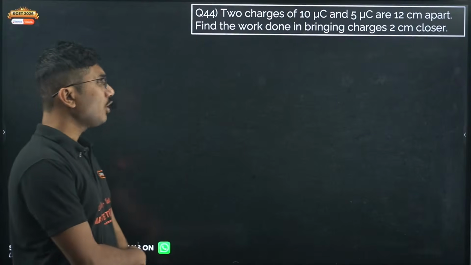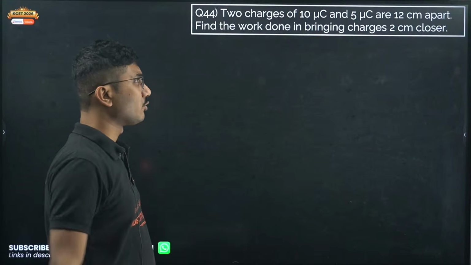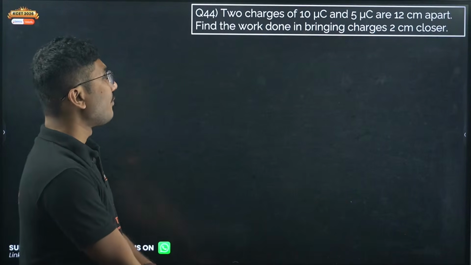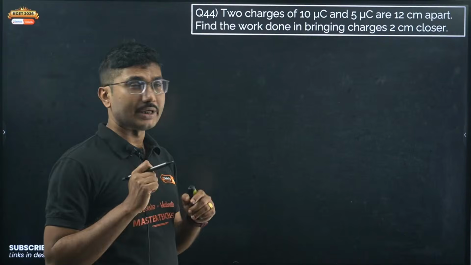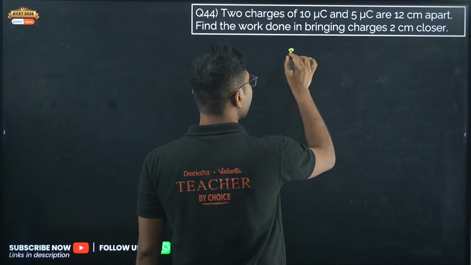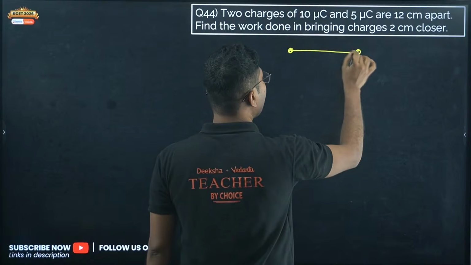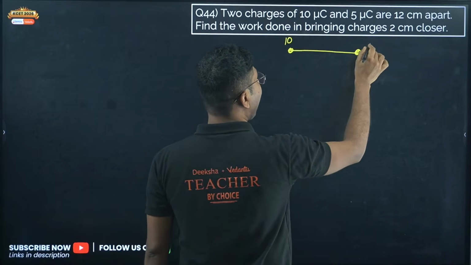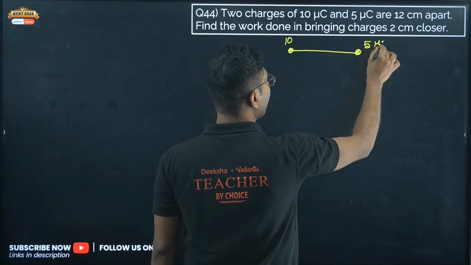Next, two charges 10 microcoulomb and 5 microcoulomb are 12 centimeter apart. Find the work done in bringing them 2 centimeter closer. This question is from your question bank. So here we have two charges 10 and 5, both are microcoulomb.